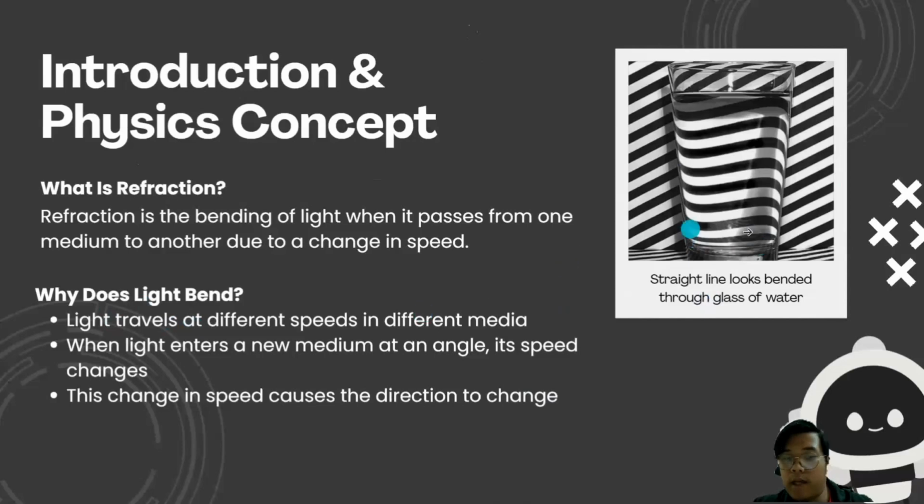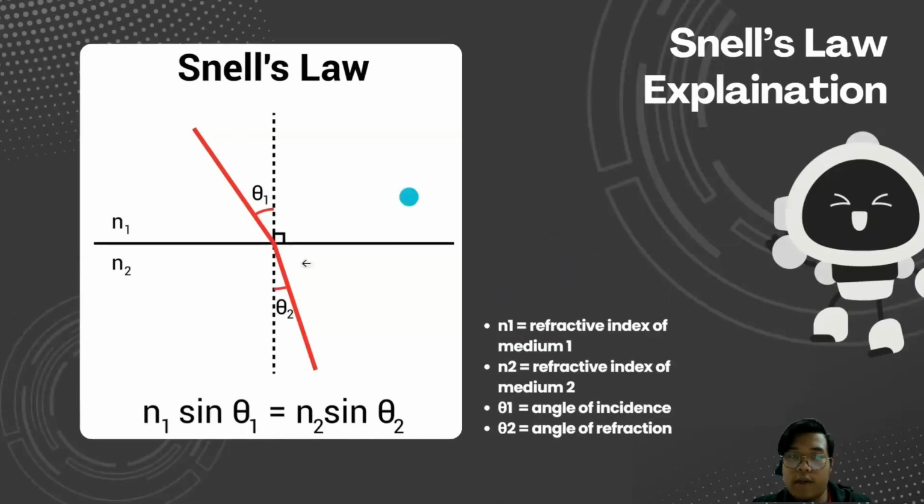Light travels at different speeds in different media. So when light enters a new medium at an angle, its speed changes, and this change in speed causes the direction to also change. So what is the relation with Snell's law?